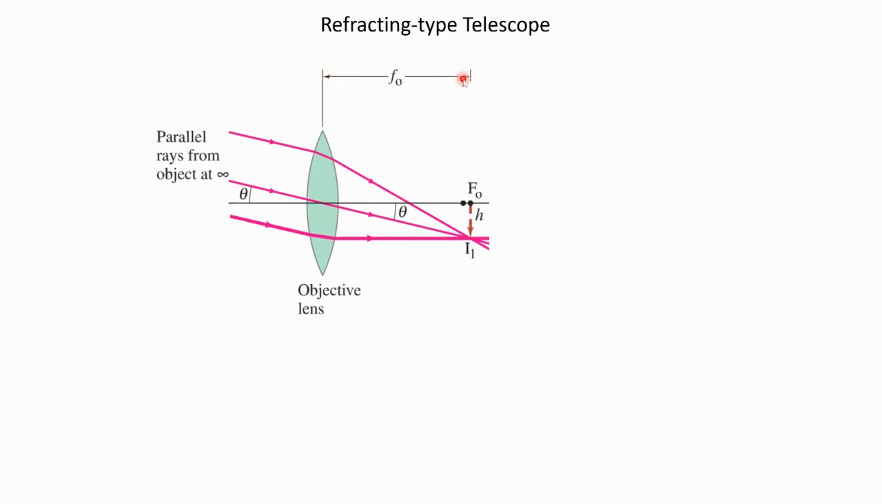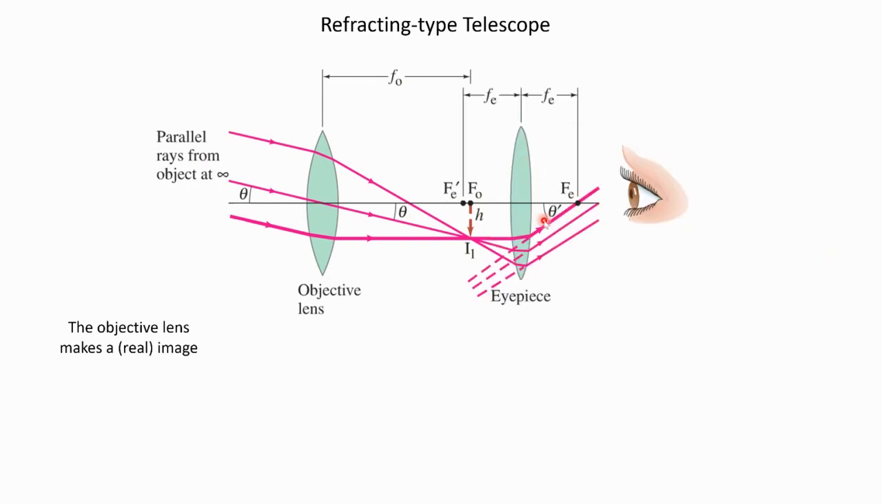This is the focal distance of the objective lens, so lowercase f_O is the focal distance, and capital F_O is the focal point there, a distance f_O away from the lens. Now, we have this image formed at this location nearby, rather than being infinitely far away. Now what do we do? Well, we basically put in a magnifying lens to look at that image.